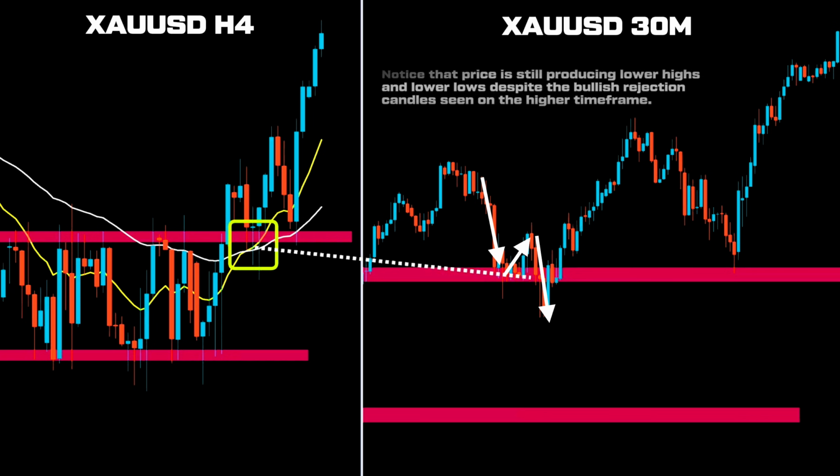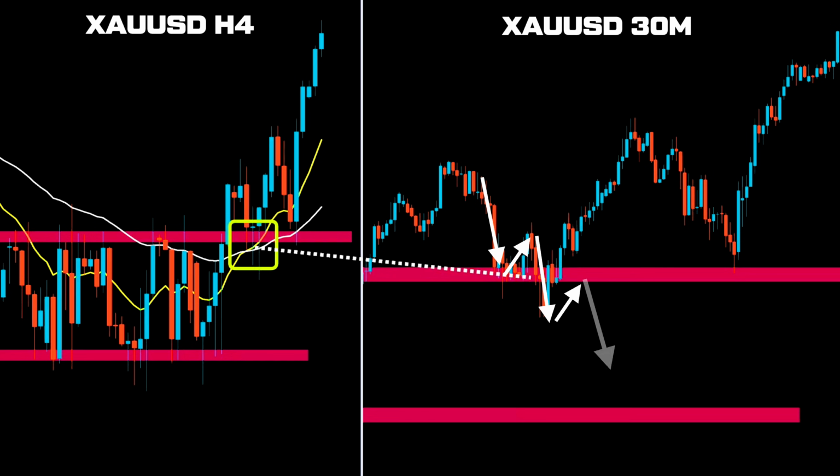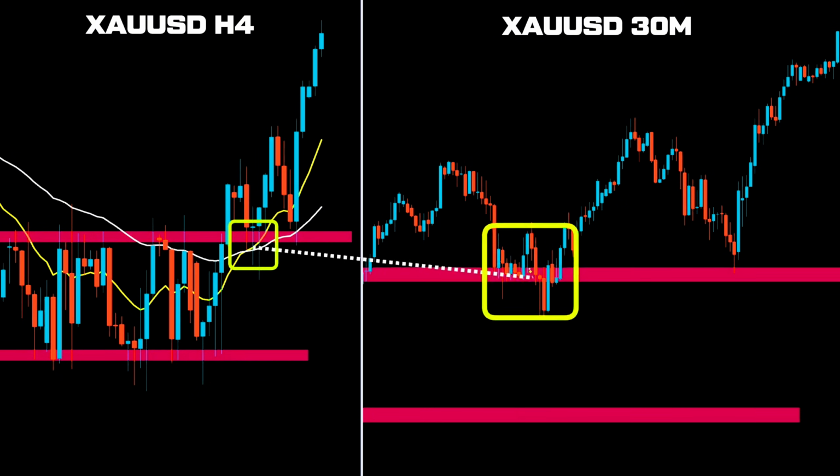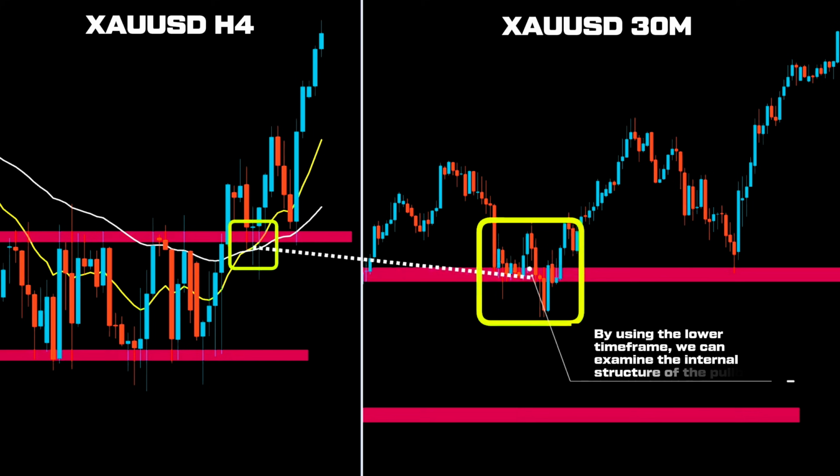Notice that price is still producing lower highs and lower lows despite the bullish rejection candles seen on the higher time frame. Without analyzing multiple time frames, it would be easy to enter too early and get caught if the pullback continued lower. By using the lower time frame, we can examine the internal structure of the pullback.